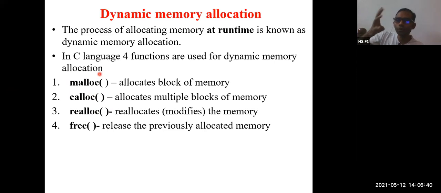So we have a total of 4 functions. Malloc is a method that is going to allocate one block of memory with garbage value as the default value. Calloc is going to allocate multiple blocks of memory with 0 as the default value. Realloc is going to reallocate the memory that is already allocated by malloc or calloc.